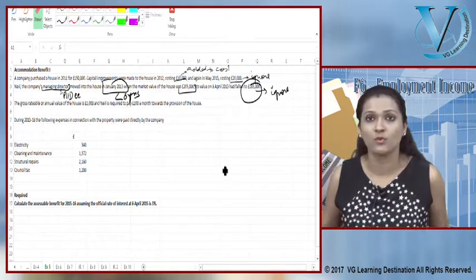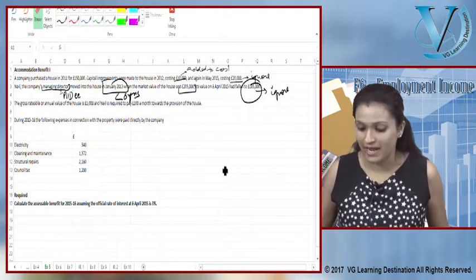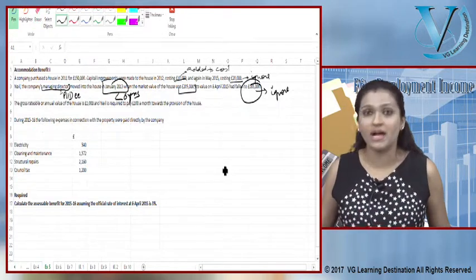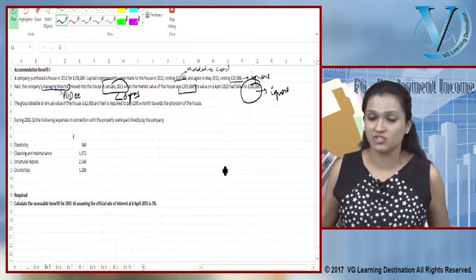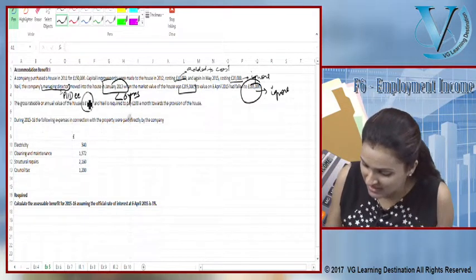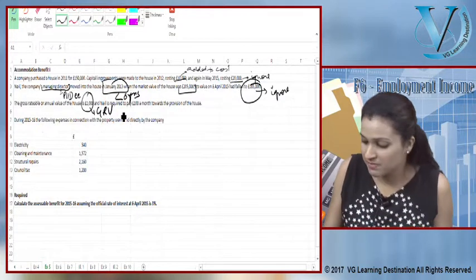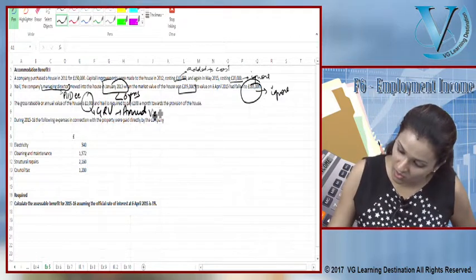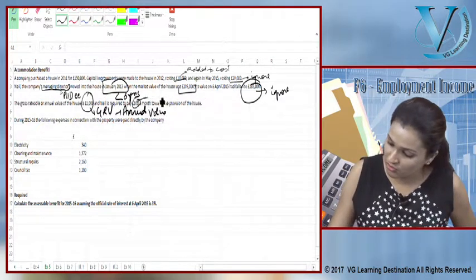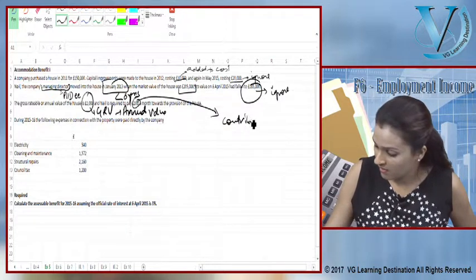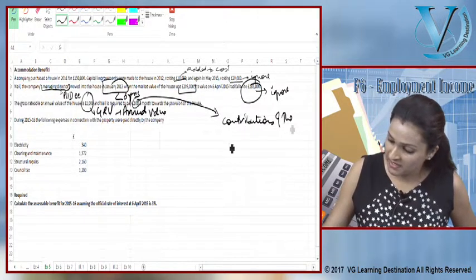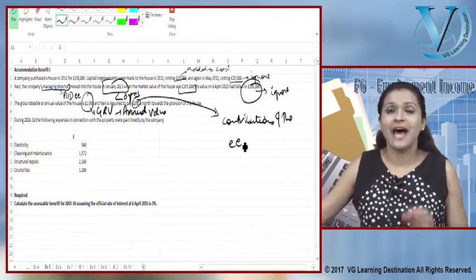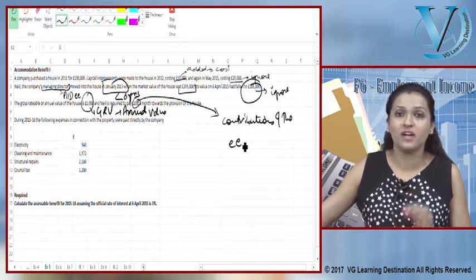Now let's again continue with the question. The gross rateable or annual value of the house is £1,000 and Neil is required to pay £100 a month towards the provision of the house. So this gross rateable value becomes your annual value. This is the contribution of the employee which you are going to reduce at the end in order to find out the value of the assessable benefit of the living accommodation.